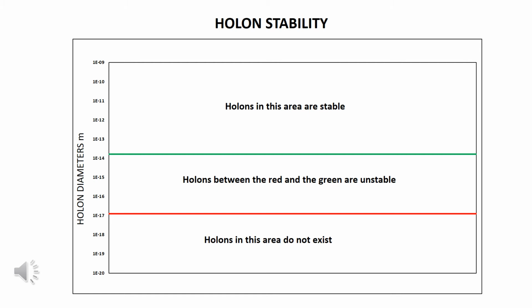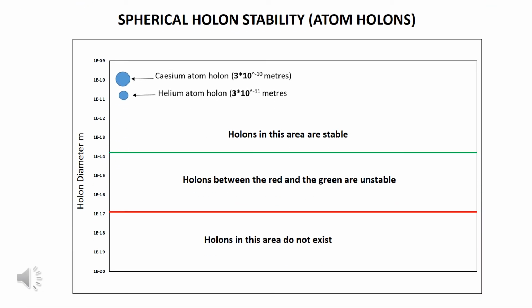So how good are these predictions? Can we see any evidence for this in the real world? Let's put some atom holons onto our diagram. The two blue circles represent the smallest atom holon, helium, and the largest atom holon, cesium. Clearly, they both fall well within the stable holon part of the diagram. It is easy to conclude that all holons bigger than atom holons will also be stable. So unsurprisingly, all the normal matter we see around us is stable.